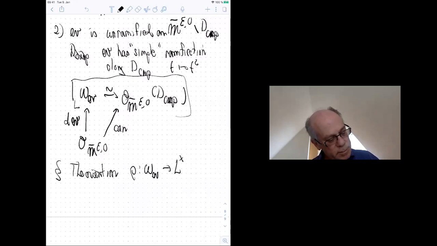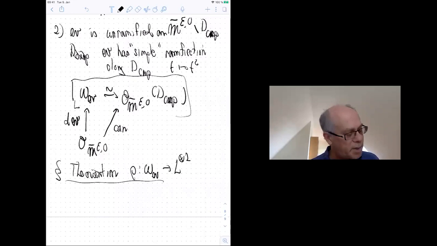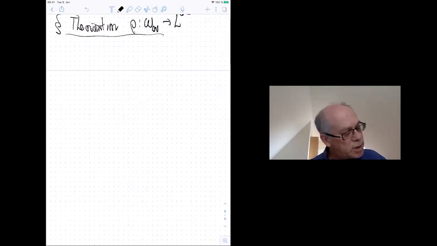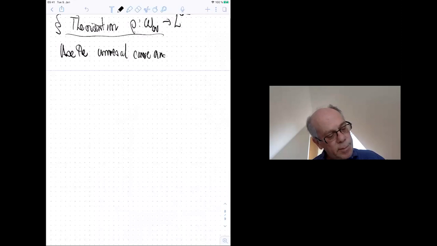Okay, so let me say a little bit about that. I'm kind of running out of time, so I won't say too much about it. But the idea is as follows. This uses the universal curve and map. Right, that's what this moduli space is. It's a moduli space of maps of curves.